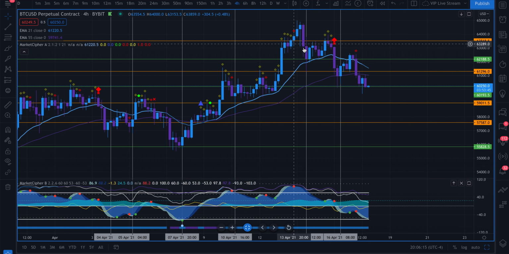When I see price coming to one of these levels, this orange line here, this green line here, what I do is I get very interested in entering a trade. And I will not even think about entering a trade unless price comes to one of these levels.